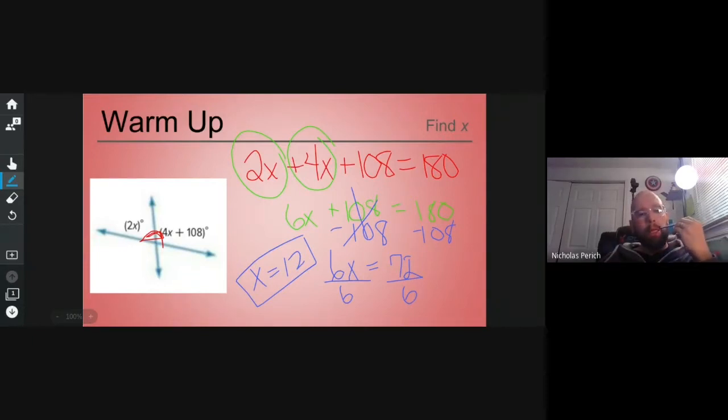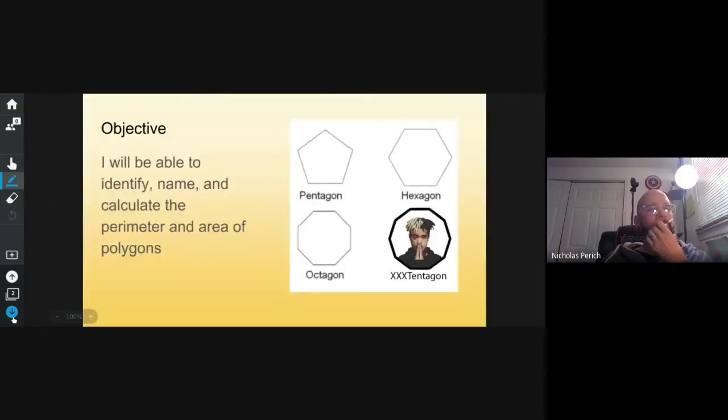All right. That was what we did in the previous lesson. You probably saw something similar to that on the quiz. It's not the same thing, though. We're going to talk about shapes, polygons, and the names of them.